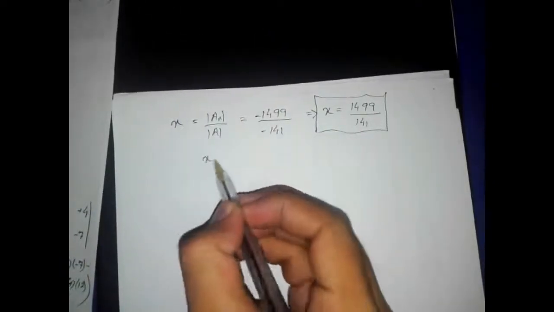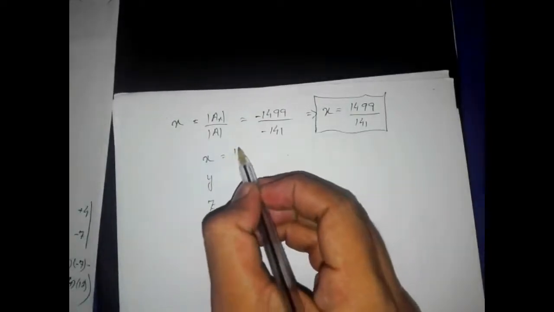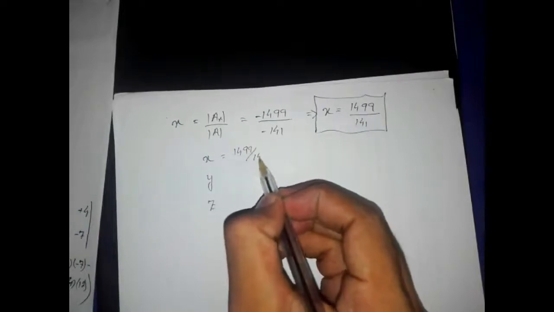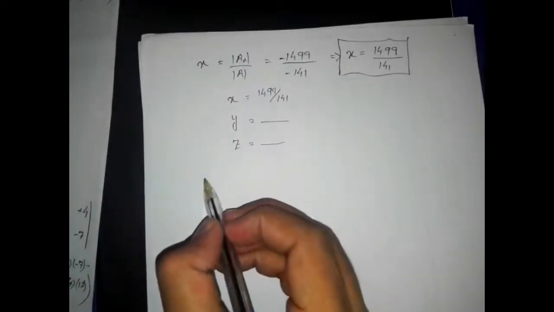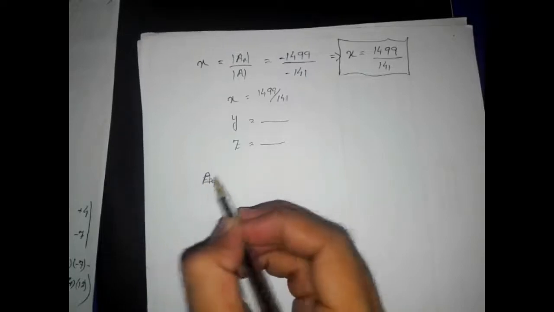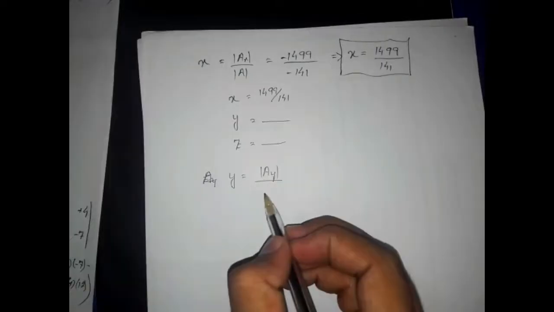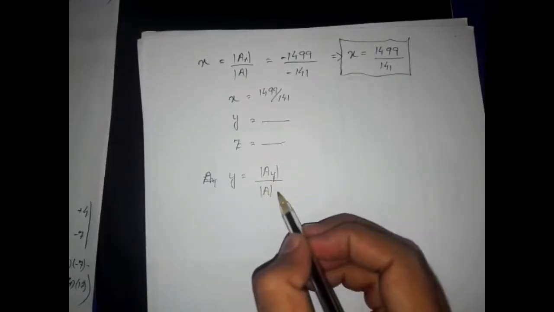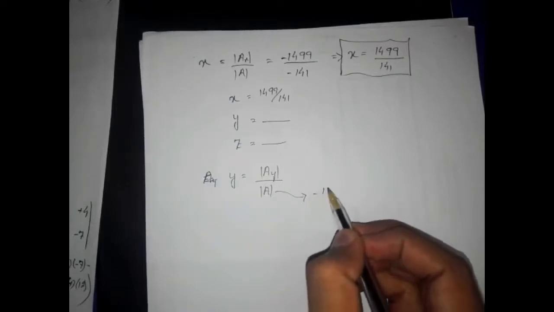Now I come toward y, because here we have three variables x, y and z. I found x, and that is 1499 divided by 141. For y I use the formula, and that is the determinant of Ay divided by the determinant of A. I have the determinant of A, and that is minus 141.